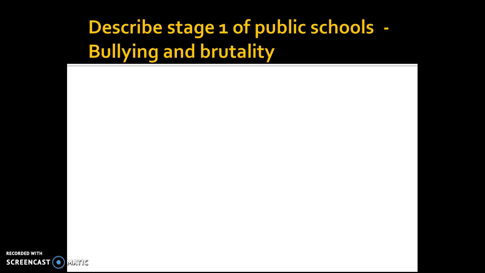Okay, starting off then. First question: describe stage 1 of public schools, known as bullying and brutality. If I went through that quickly, remember there is a certain way I want you to remember those. That will usually be a 5-mark question.